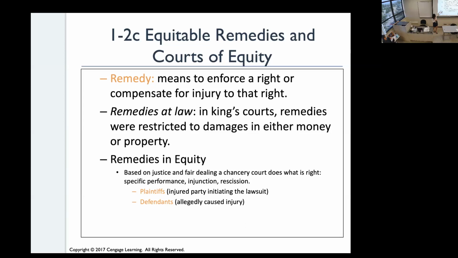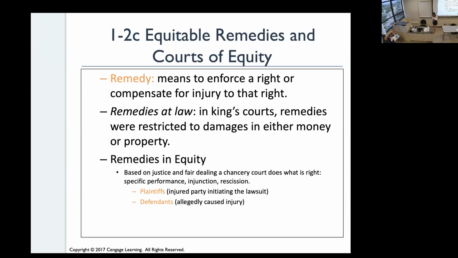So in the remedies at law, in the old King's Court, remedies were restricted to damages in either money or property. But what else are you going to reimburse somebody? You're either going to give them their money back or you're going to deliver the goods, right? You can look at it that way. Remedies in equity are based on justice and fair dealings. You can also add specific performance, injunction, or rescission.